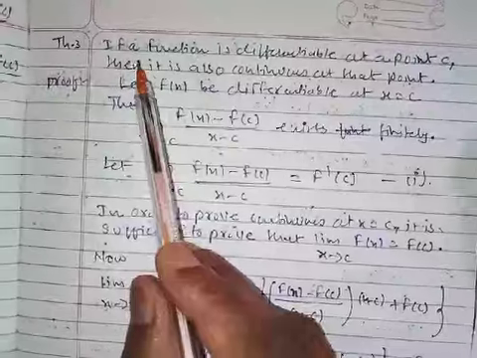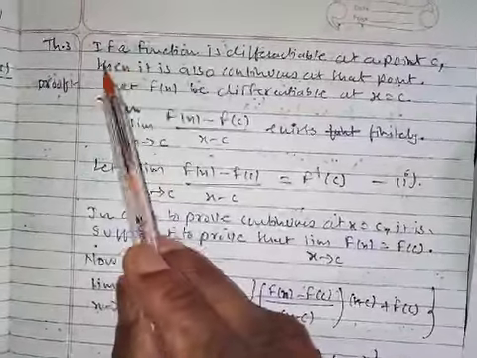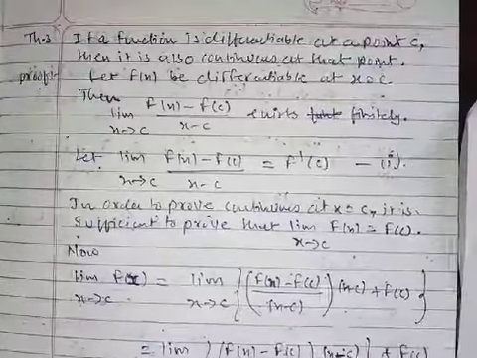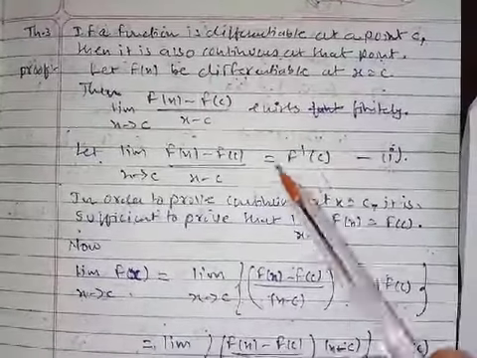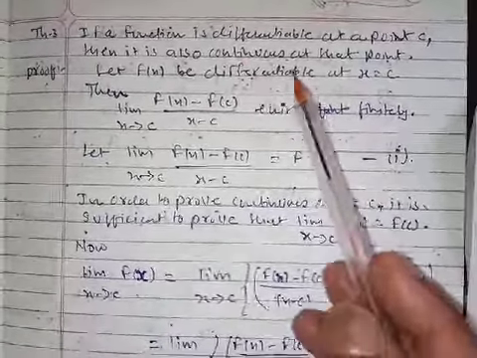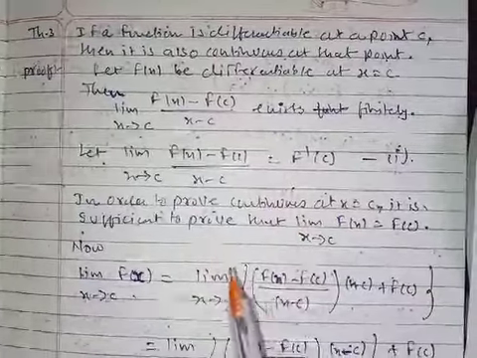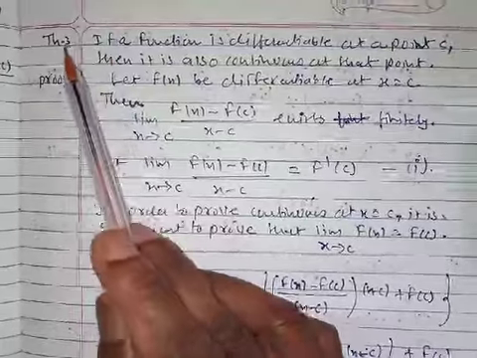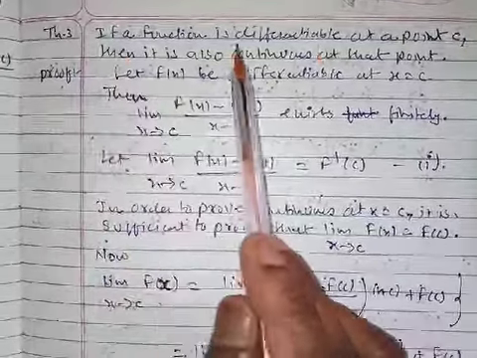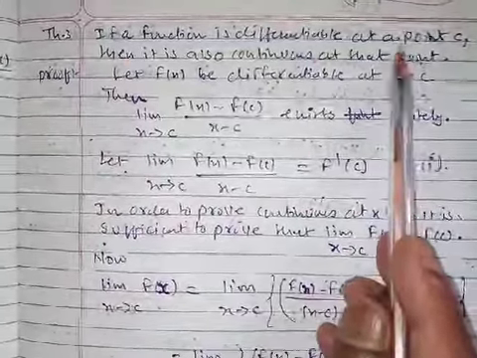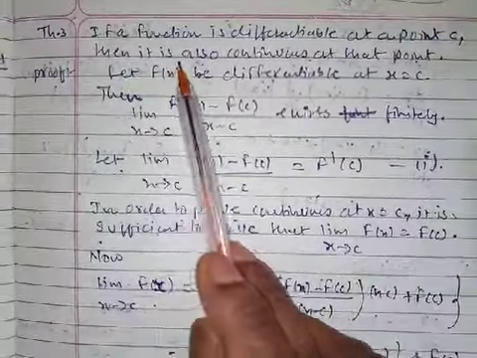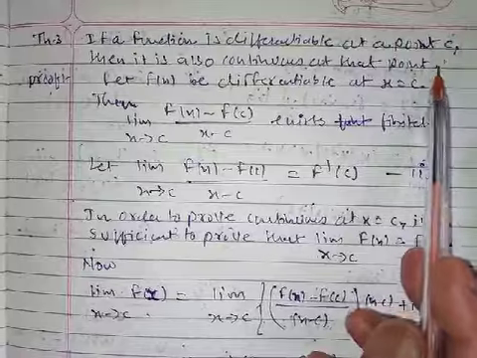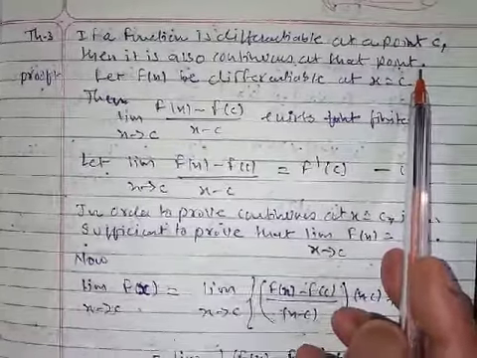So let's start with theorem 3. Today you do this theorem 3, and then after tomorrow I will start with the exercise or the problem sums based on this theorem 3. So theorem 3: if a function is differentiable at a point c, then it is also continuous at that point, meaning at c.